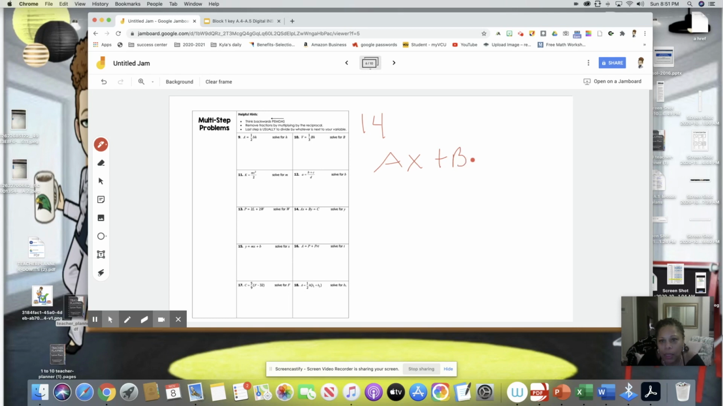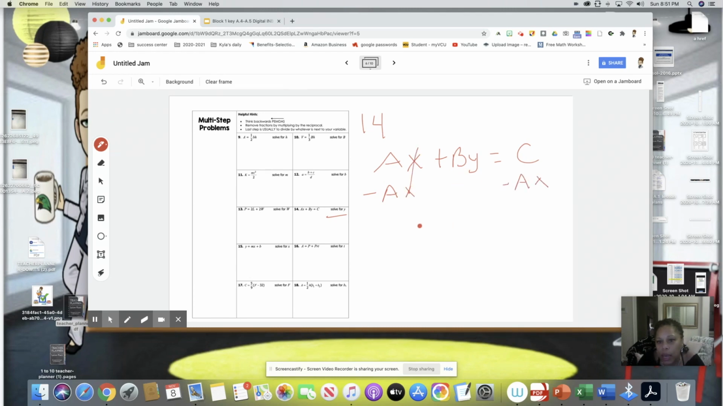We're going to look at 14 using our red pen. AX plus BY equals C. This time we're solving for Y. So we need to see how AX is attached to BY by addition, just like the previous problem. And so we're going to subtract AX from both sides.